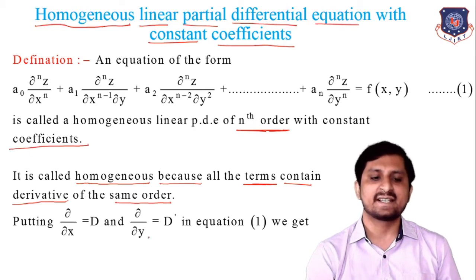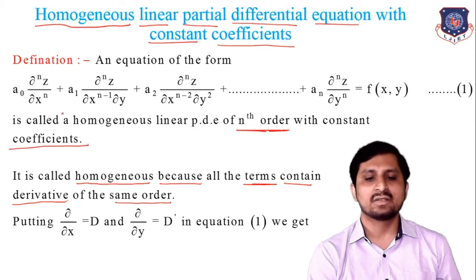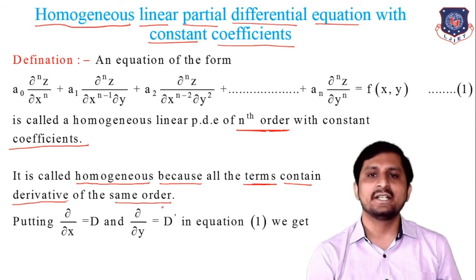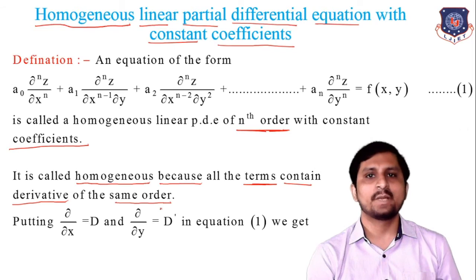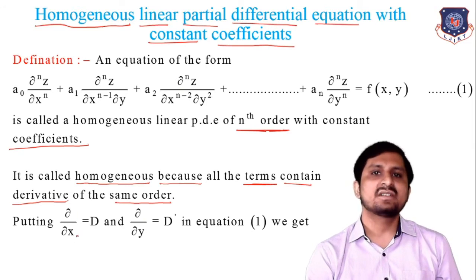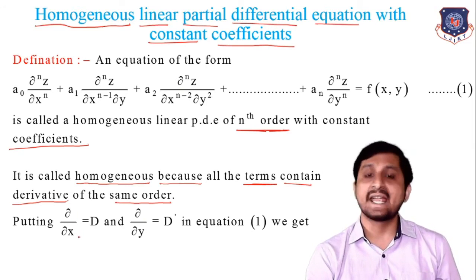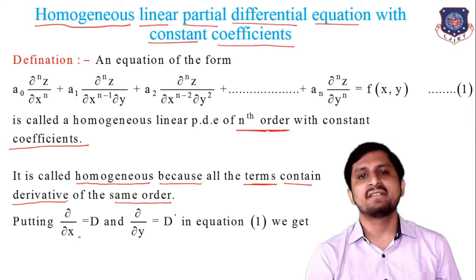As I already explained, the meaning of homogeneous is that all the terms contain derivative of the same order, so that's why we call it a homogeneous linear partial differential equation with constant coefficient. This is our first topic, and how we can solve this type of equation is our main concept to understand. Here we have two independent variables x and y, and only one dependent variable z, depending upon x and y.